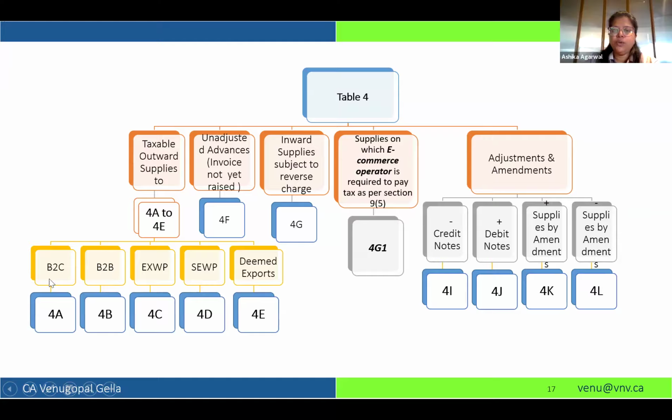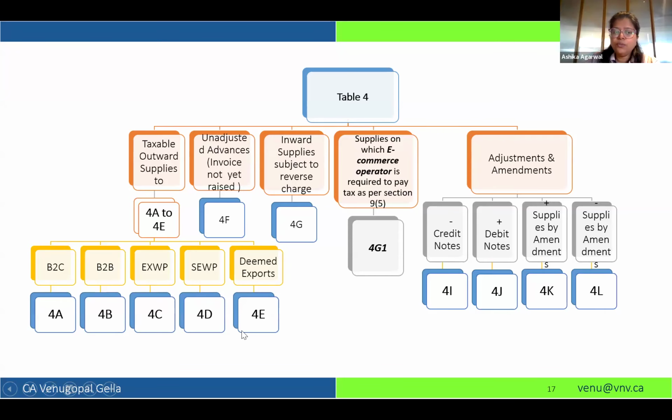If it is B2C, you have to report in table 4A. If it is B2B, table 4B. Export with payment, because I said table 4 captures where tax is payable. So with payment is in table 4C, but without payment is in table 5. Similarly, SEZ with payment is over here, without payment is in table 5. Then deemed export in table 4E.